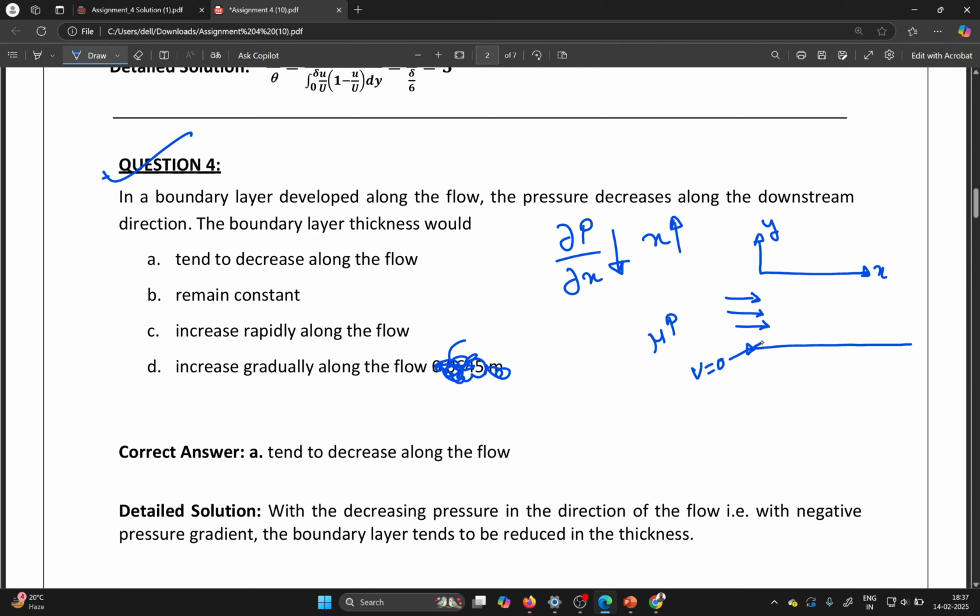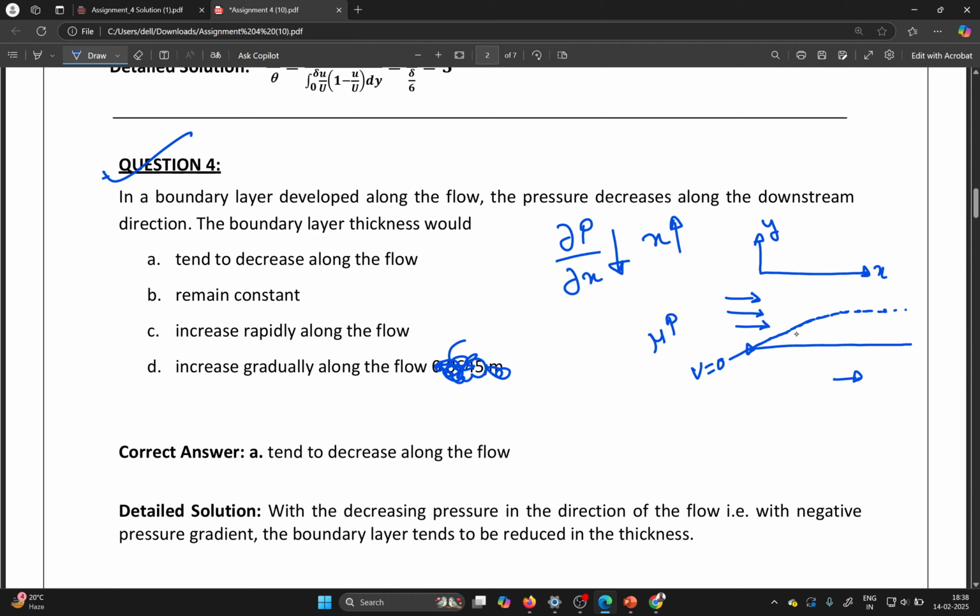Initially your boundary layer will be like that, but as you move in the downstream direction, what will happen? More fluid is sheared, more fluid is affected due to the viscosity, so your boundary layer will be increasing like that. So this is the basic principle behind the formation of the boundary layer.